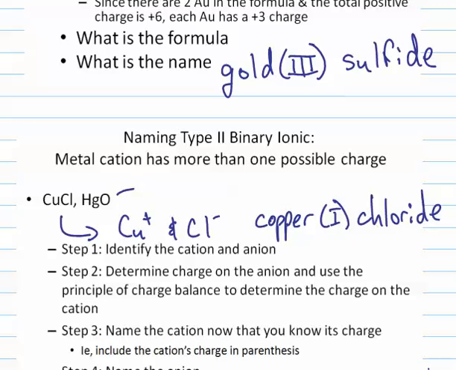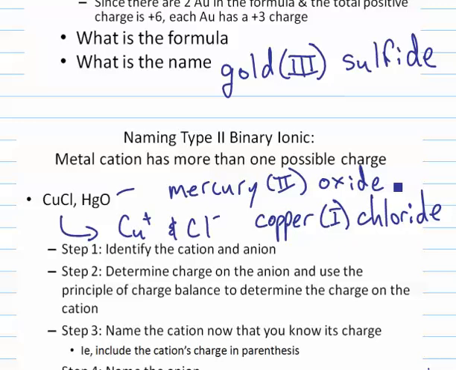Here in our HgO, Hg is mercury. Again, it's a transition metal that can have more than one possible charge. Okay, so we're going to figure out this charge, recognizing that the oxide here will always have a -2 charge in our binary compounds, and therefore mercury must be a +2. So we'll name this mercury(II) oxide.